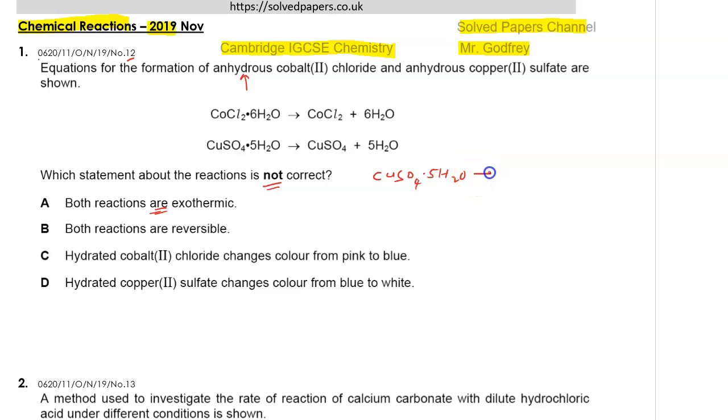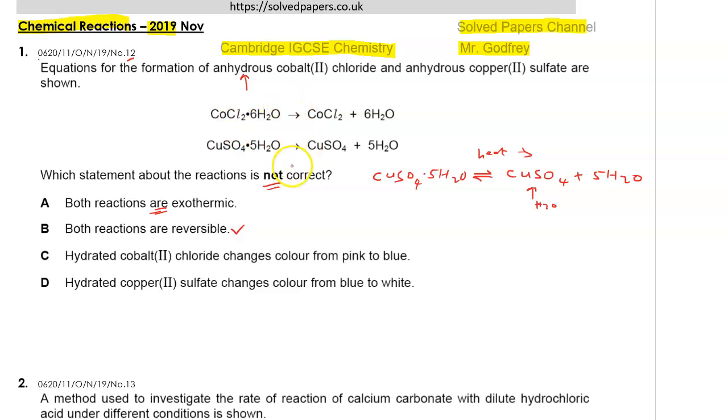sulfate and turn it back, copper 2 sulfate plus 5 molecules of water. You can convert this one to this one by heating. You can heat for the forward process, and you can turn copper sulfate to hydrated copper 2 sulfate by adding water. If you add water to this, then you'll get hydrated copper 2 sulfate. So both reactions are reversible. This is correct.